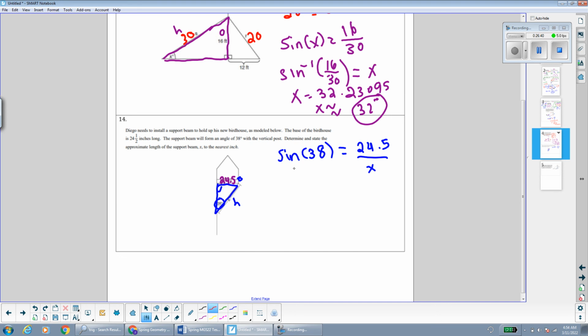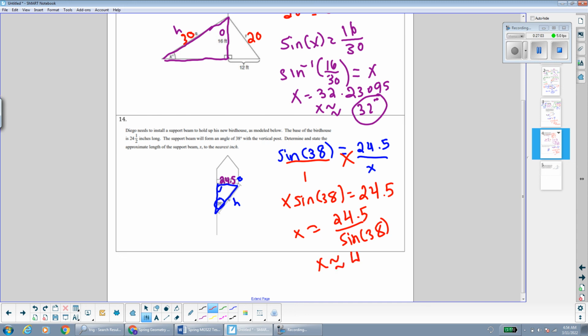Cross multiplying, let me stick this over 1 so we can have a proportion. Cross multiplying, we get x sine 38 is equal to 24.5. Dividing both sides by sine of 38, we have x is equal to 24.5 over sine of 38. If you enter this fraction into your calculator, we get x is approximately 40 inches because it does say to round to the nearest inch.